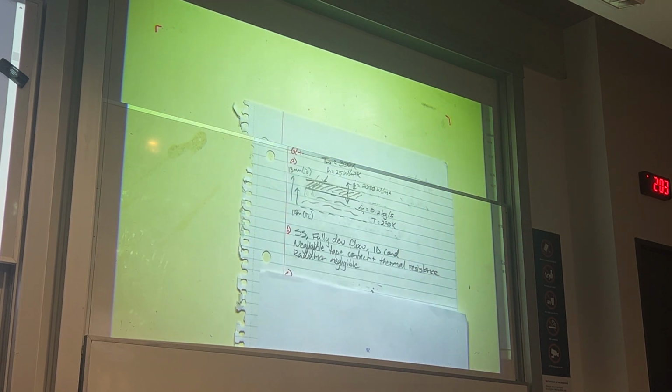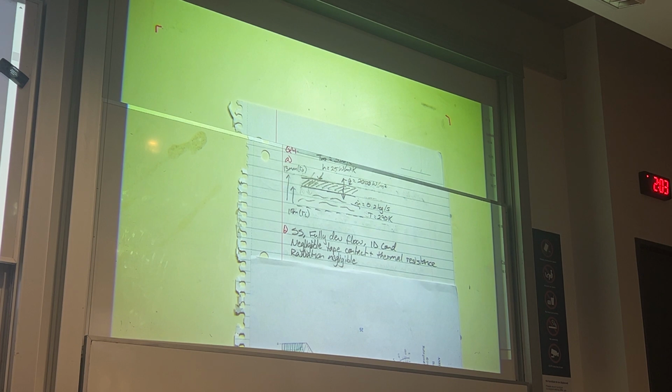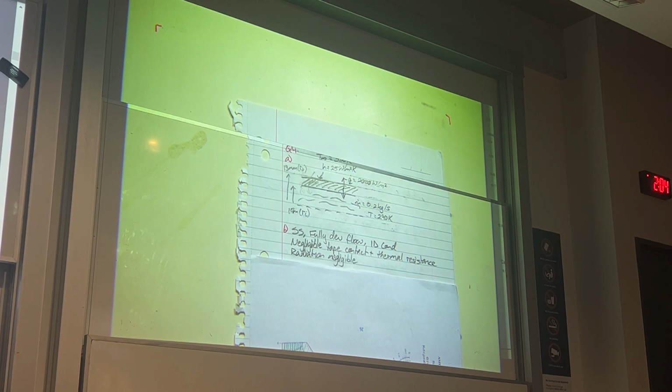Right, and then the next part was some assumptions. I've used some abbreviations here, but pretty much your standard ones. We want steady state, we want a fully developed flow, we want one-dimensional conduction, so no matter where we are on the pipe, conduction is constant. And then we want to assume no radiation. Get that out of here, we don't want to deal with it. And then finally, there's one that's a bit more nitpicky, and that is the tape has no contact resistance, and the tape has no thermal resistance itself.